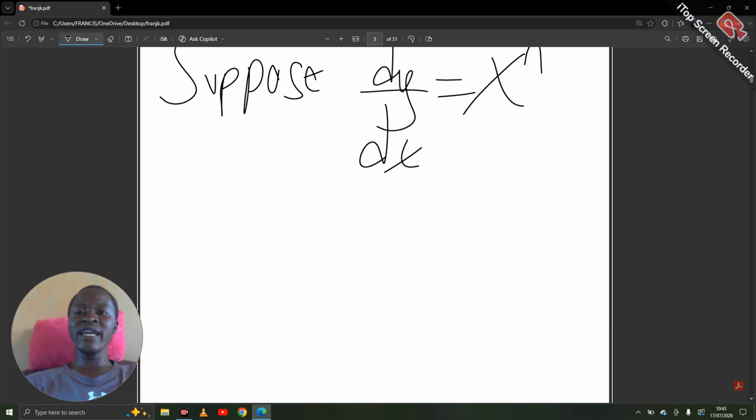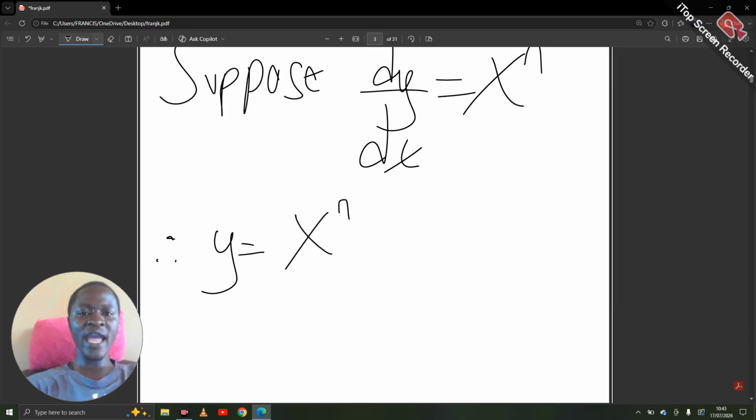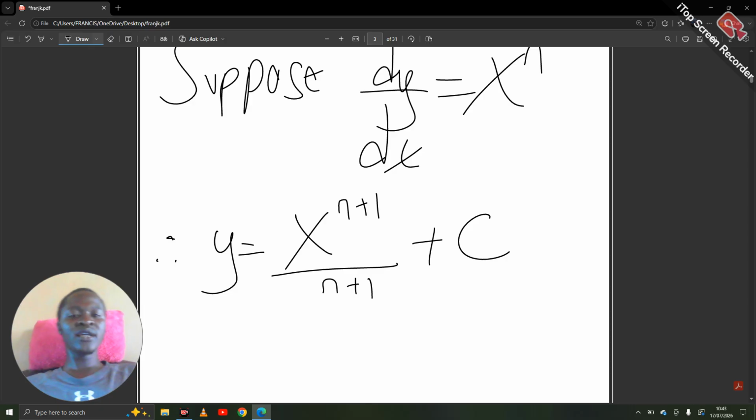Suppose dy over dx equals x power n, then y is equal to x power n plus 1 all over n plus 1, plus c. Now, this is a formula that is there in every textbook that you will come across in the Form 4 chapter. So, this is the formula that we shall apply when trying to solve integration questions.